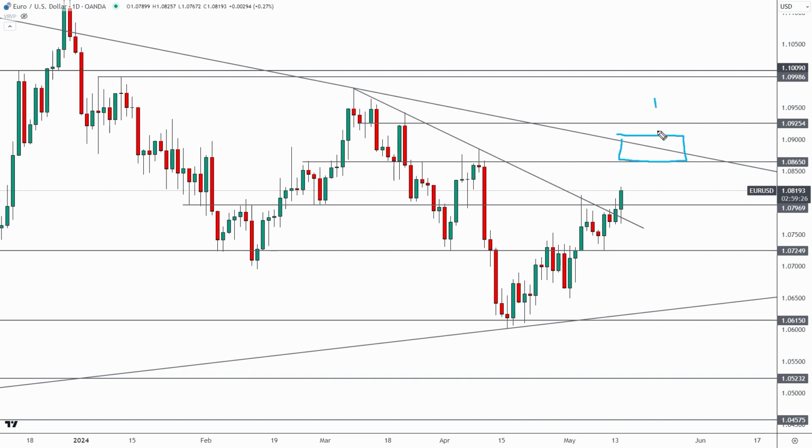And alternatively, if you're looking for the best risk reward on a short here, this area up here is the one to watch. That is going to be key resistance for the euro. Again, that's going to line up with the bottom of that DXY channel. So if you're a swing trader here, in my opinion, this is the area to watch for the EURUSD.